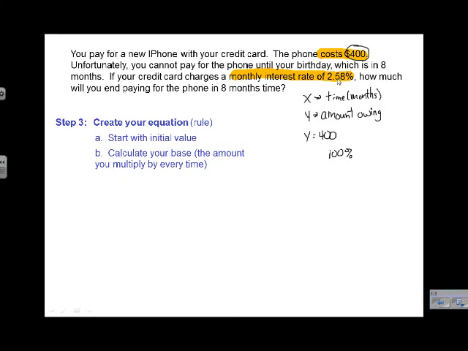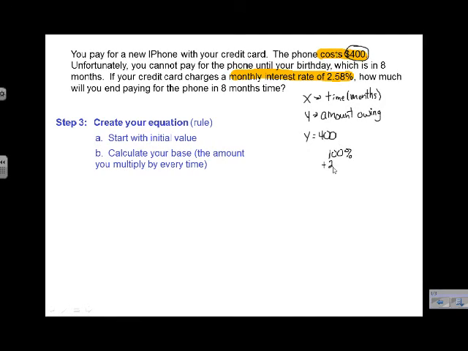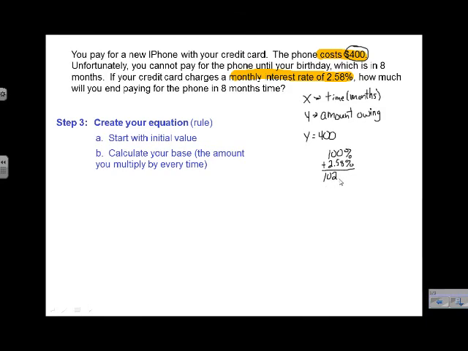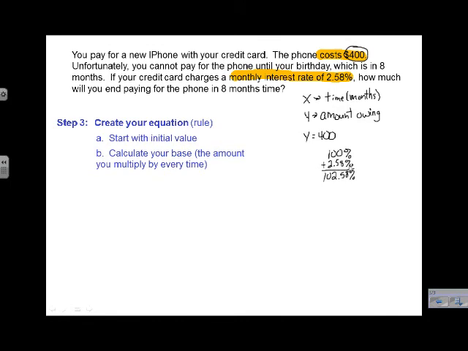Every month here we have to pay an extra 2.5%. So the amount that we owe is actually going up by 2.5%. So we're going to add that on. And what that basically represents is that after 1 month, we won't owe 100%, but we'll owe 102.5%. 100% for the original purchase price plus the 2.5% interest.